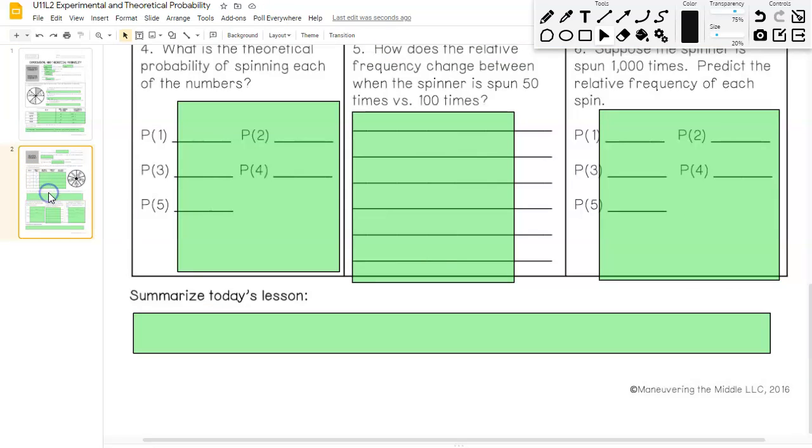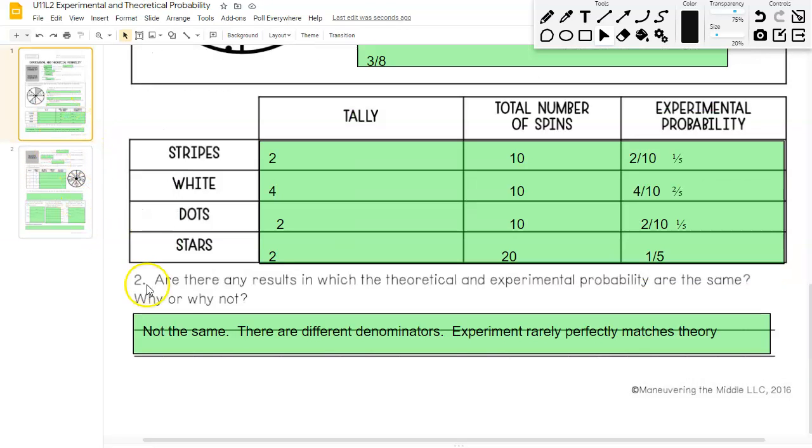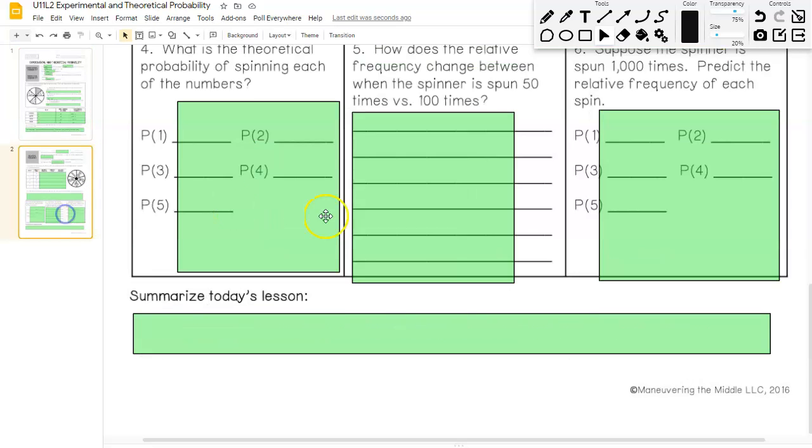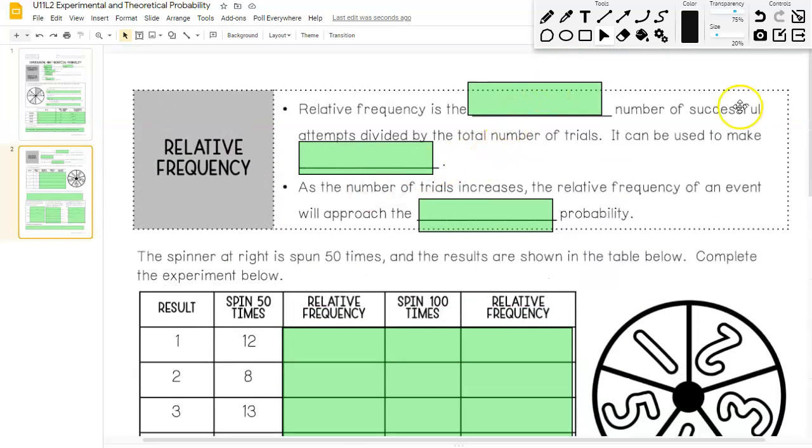be exact. So let's go ahead and continue on to page 2. Pause if you need to catch the notes. Okay, so relative frequency is the total number of successful attempts divided by the total number of trials. It can be used to make predictions. Alright, as the number of trials increases, the relative frequency of an event will approach the theoretical probability. So if we do enough spins, the relative frequency should approach the theoretical probability.